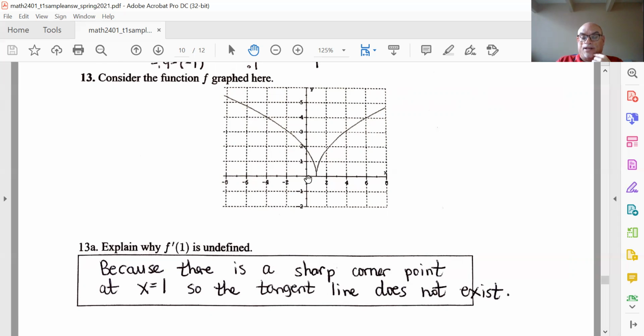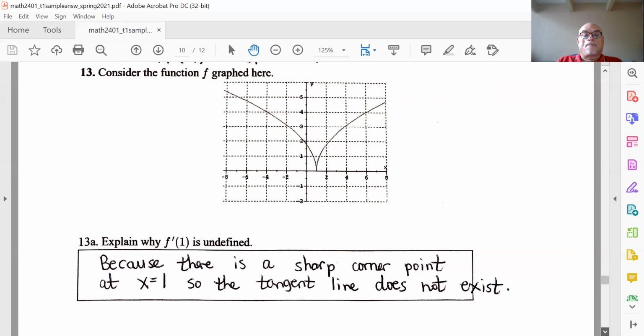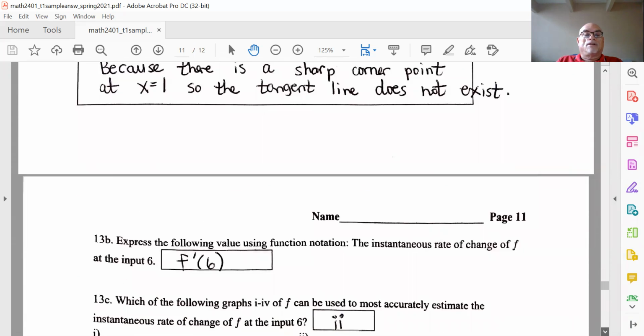It is unbroken, but it's not smooth. So there's the explanation. So no instantaneous rate of change, no derivative at the input 1. Functions do not have to have instantaneous rates of change at every input. All right, let's keep going here.